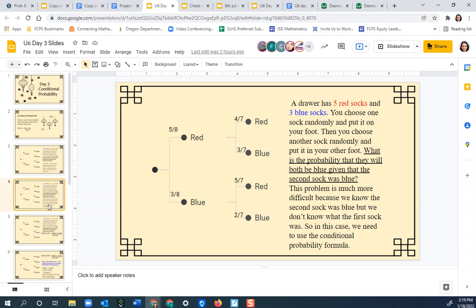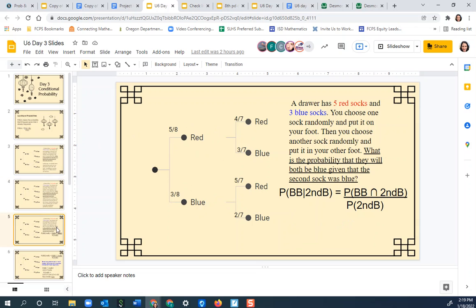Okay, so I think this is the harder question. What is the probability they will both be blue given that the second sock is blue? And this is a harder question because we don't know if the first sock was red or blue. We don't know, so we have to work with our formula this time. All right, so here is the notation for it. The probability that they're both blue given that the second sock is blue. It's like Dr. Seuss sometimes. So here's the probability that they're both blue, and then this is the probability that the second one is blue.